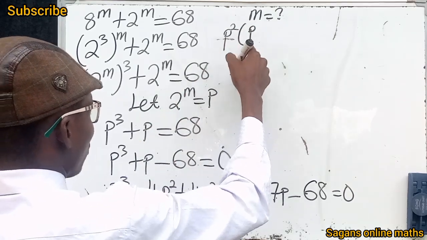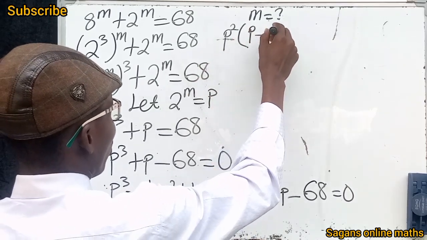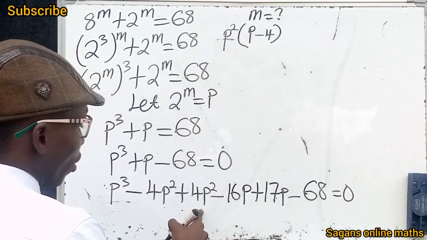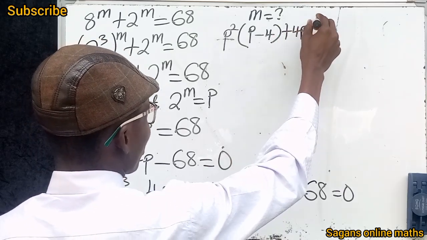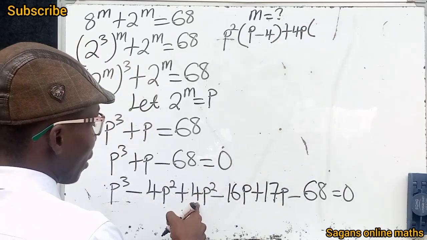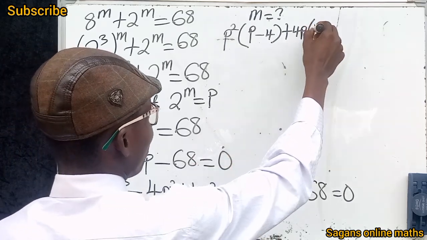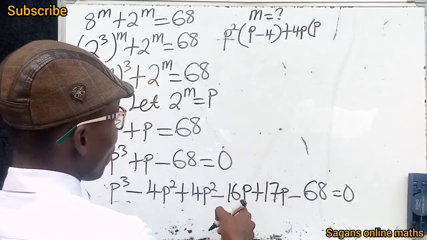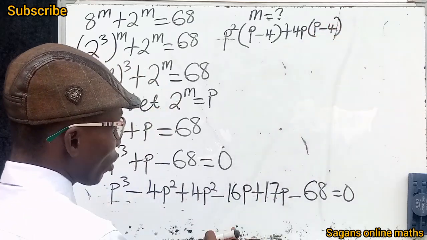Because P raised to the power of 2 times this will give me this. Then if I divide this by this, I'm going to have a minus 4. Okay? Now what is common here? Plus 4 is common. So plus 4P is common. If I divide this, 4P squared divided by 4P, I'm going to have P. If I divide minus 16P by 4P, I'm going to have minus 4.